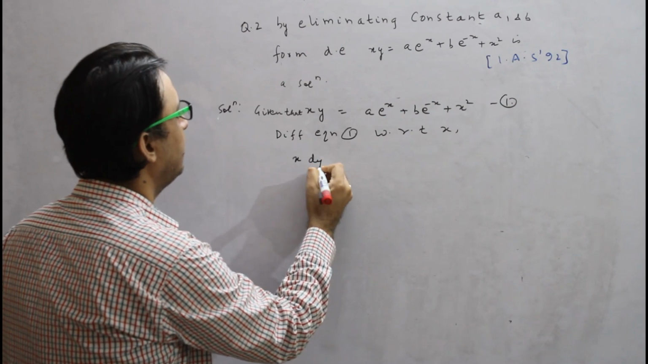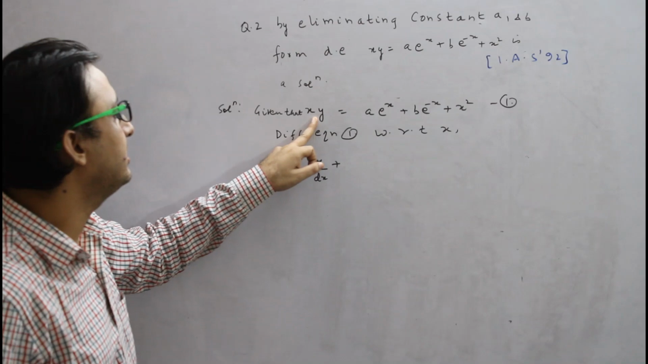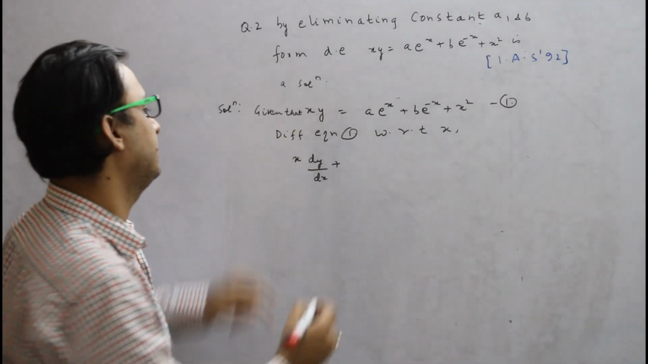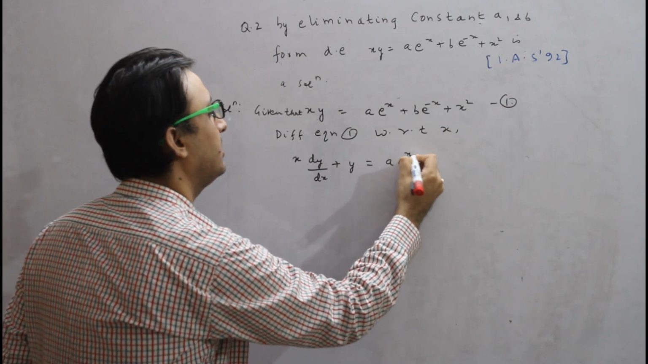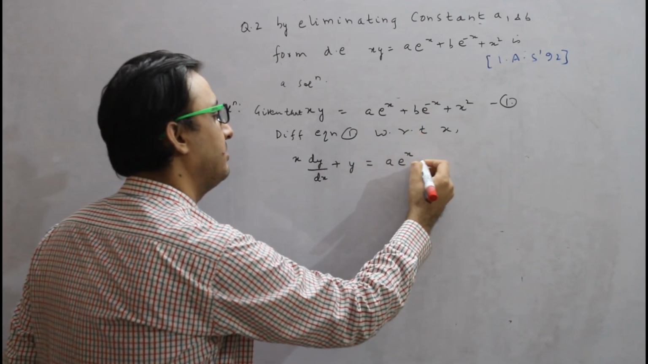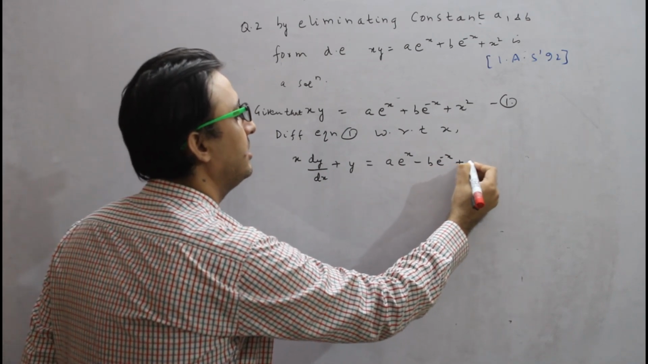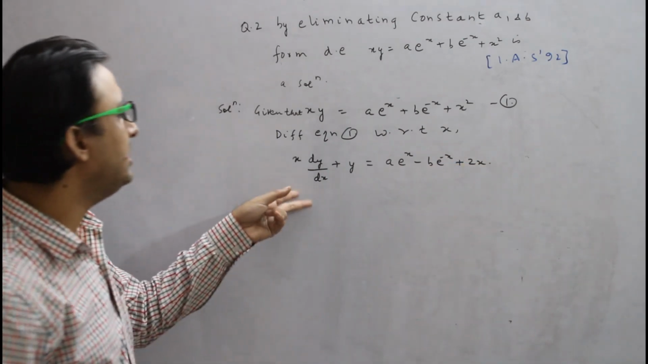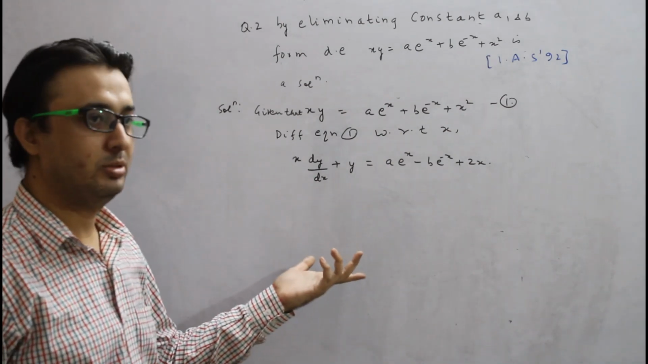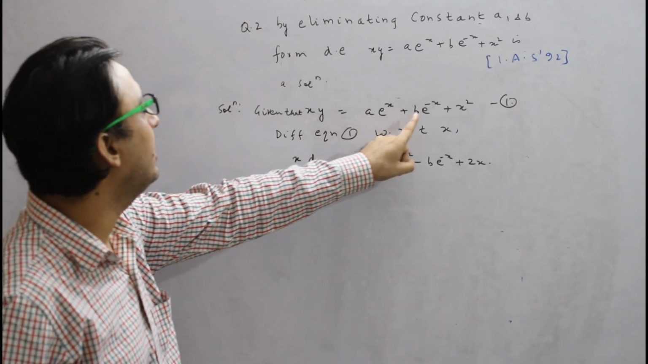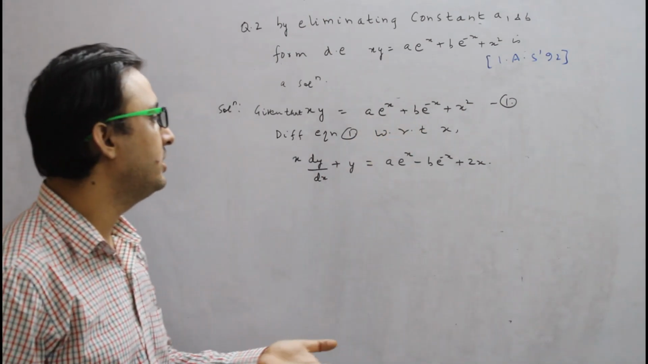So I can write it dy by dx plus, now I am keeping y as constant and I am differentiating x, so this becomes y. So this is a into e to the power x, this becomes minus b e to the power minus x plus 2x. Now do we need to differentiate once more? That can be found out very easily because we are having two arbitrary constants a and b. So definitely we have to differentiate it once more.